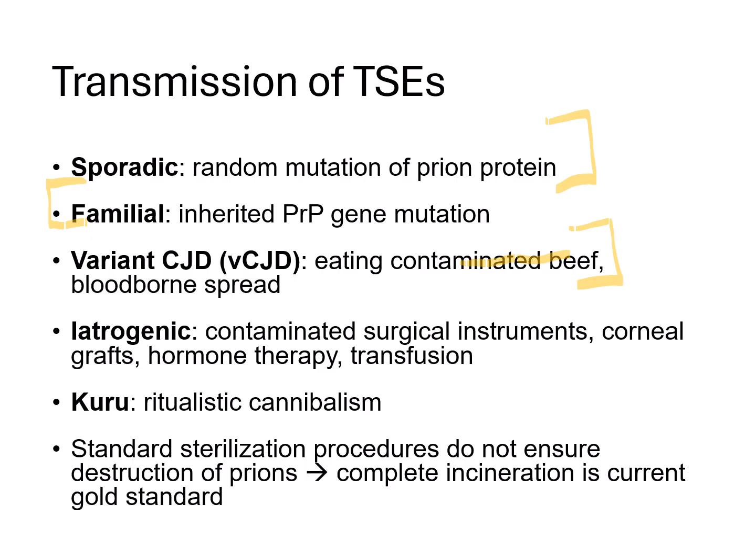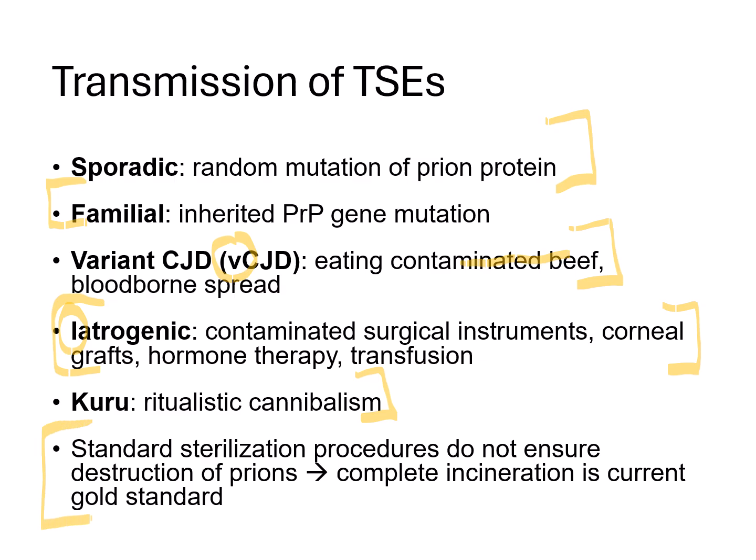And unfortunately, fully cooking the beef does not work because, remember, prions are heat resistant. This is different from Creutzfeldt-Jakob disease when we add the V. So V, the variant form, is from eating the beef. Iatrogenic, this is an I, not an L, is through contaminated surgical instruments or grafts or transfusions from patients who were infected. And Kuru is historically spread through ritual cannibalism, which is when humans eat other humans.